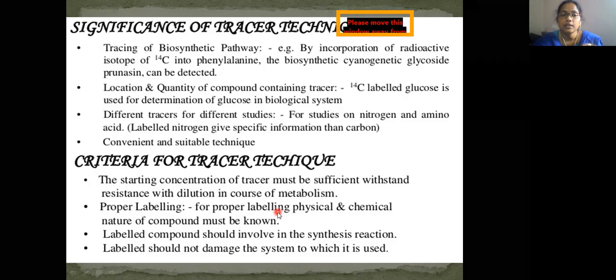So whenever you are introducing the radio labeled compound into a reaction, you should also check the half-life of the isotope. These are the criteria for tracer techniques.